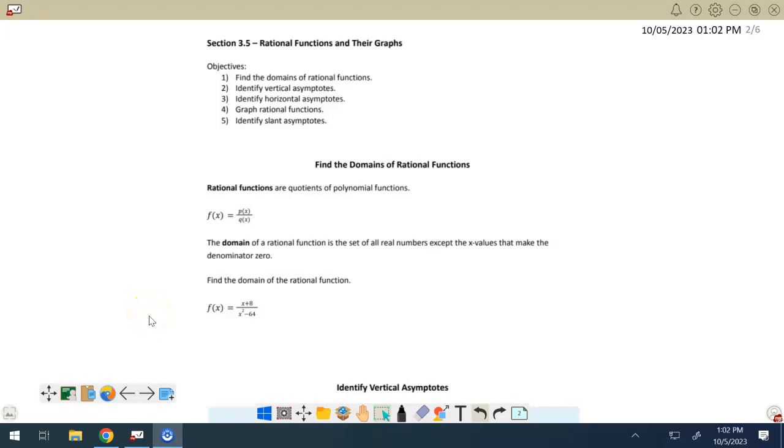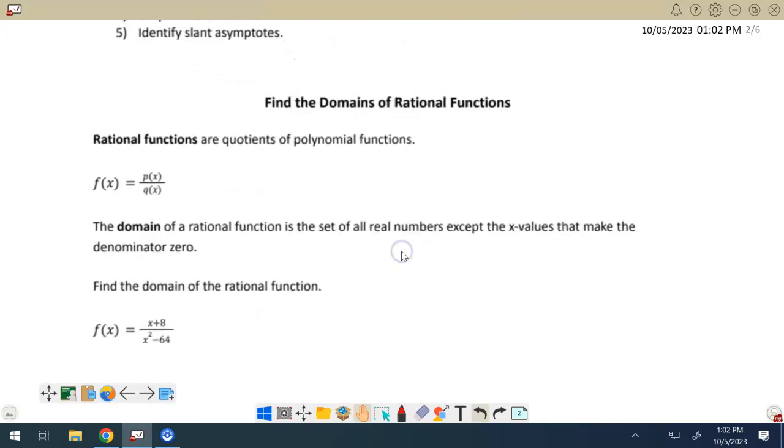In this video, we're going to take a look at section 3.5 on rational functions and their graphs. The first kind of problem we have in this section is finding the domain of rational functions, and this is a task that we have done previously in chapter 1. The setting's a little bit different, but the idea is still the same. So let's go ahead and take a look at what a rational function is.